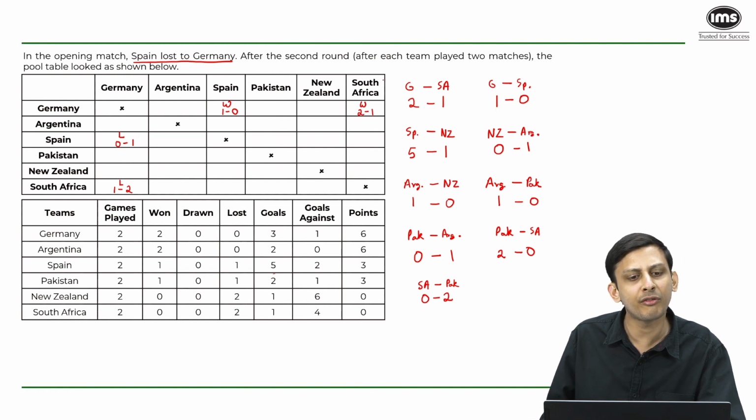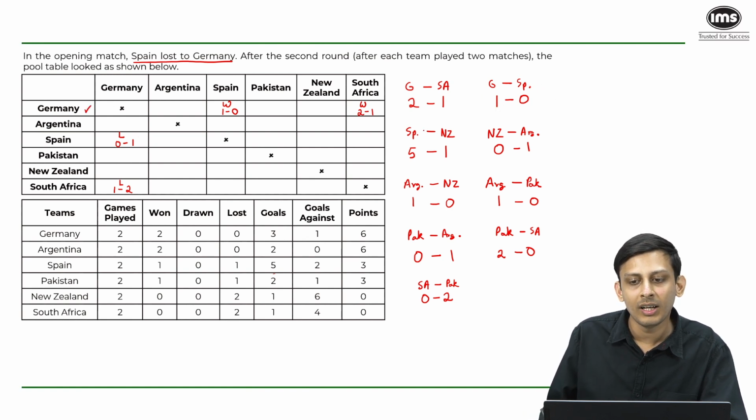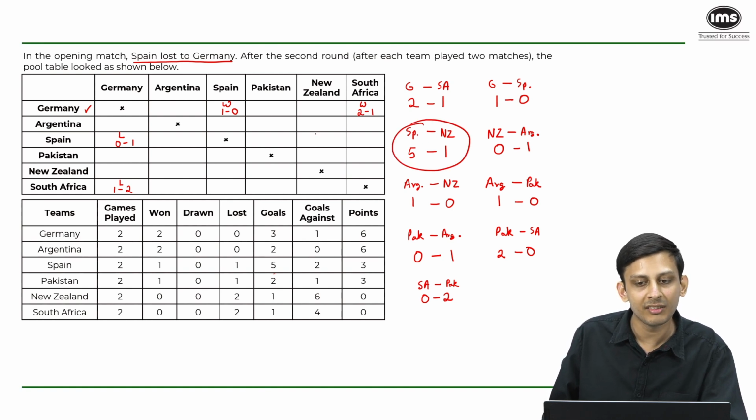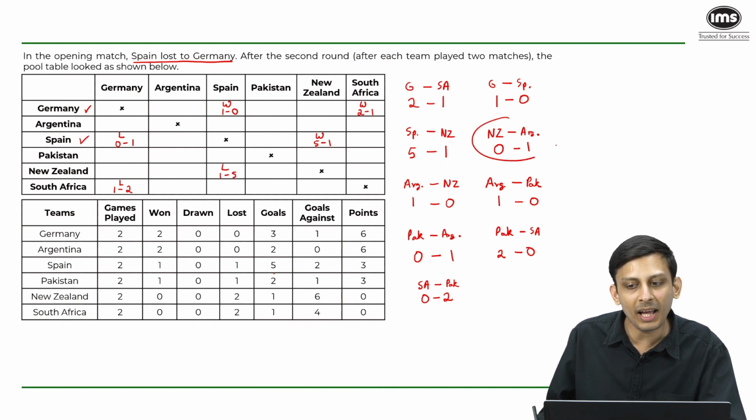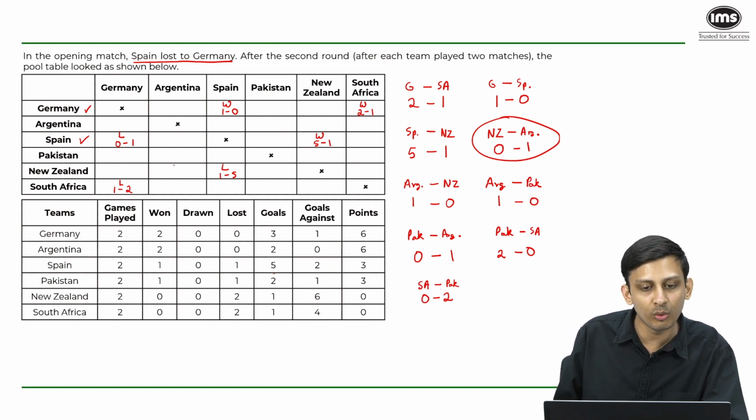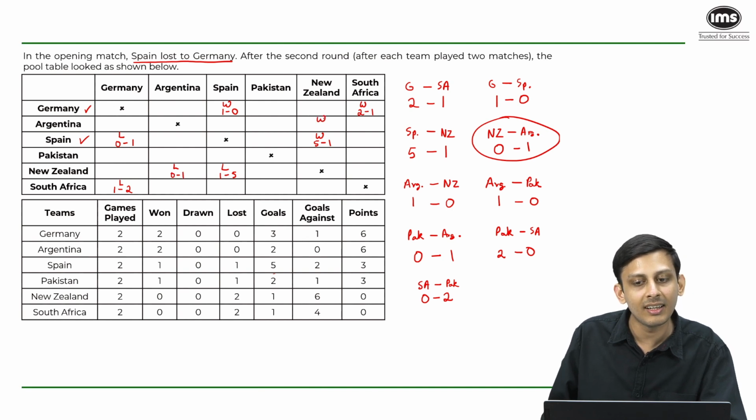So we have the two matches of Germany. Germany is done. Now, we have this match of Spain. Spain won against New Zealand 5-1. So, Spain won here 5-1 against New Zealand, and therefore New Zealand lost against Spain 1-5. Now we have the two matches of Spain also here. Next, we have this match of New Zealand. New Zealand lost against Argentina 0-1. So, New Zealand is losing here 0-1 against Argentina, which means Argentina is winning here against New Zealand 1-0. So now we have the two matches of New Zealand also.